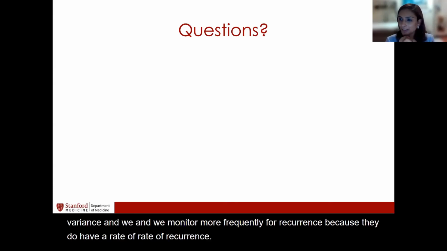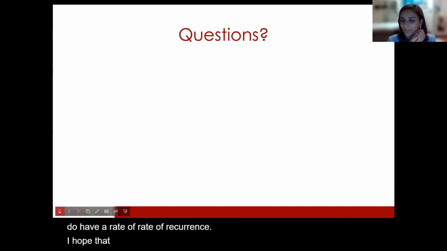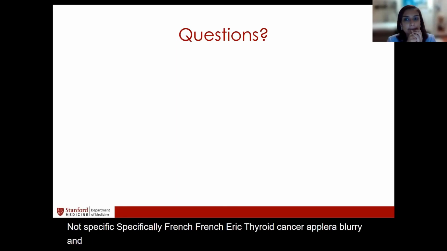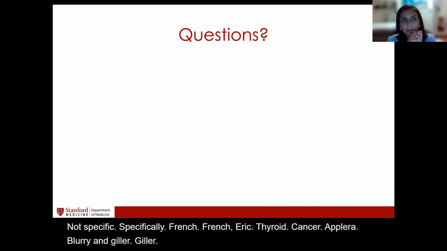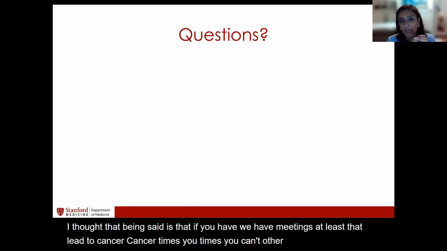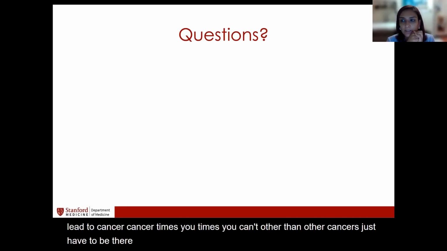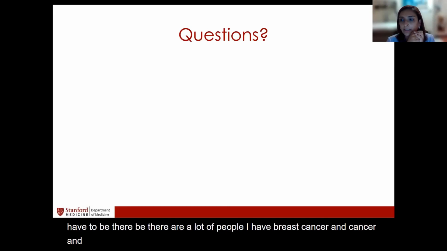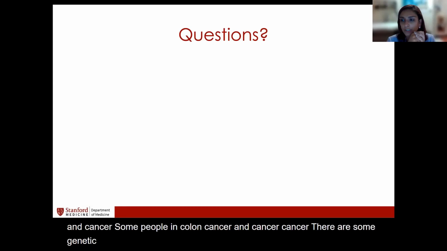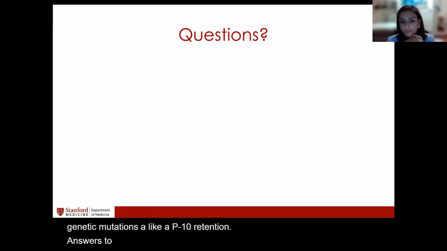So I answered your question. Sorry, wait, is thyroid cancer linked to any other endocrine cancers? Not specifically for differentiated thyroid cancer of papillary and follicular. But that being said, if you have mutations that lead to one cancer, a lot of times you can get another cancer that just happens to be there. A lot of people get breast cancer and thyroid cancer. Some people get colon cancer and thyroid cancer. There are some genetic mutations, like a PTEN mutation, that can cause multiple cancers to run in families, with thyroid cancer being one of them.